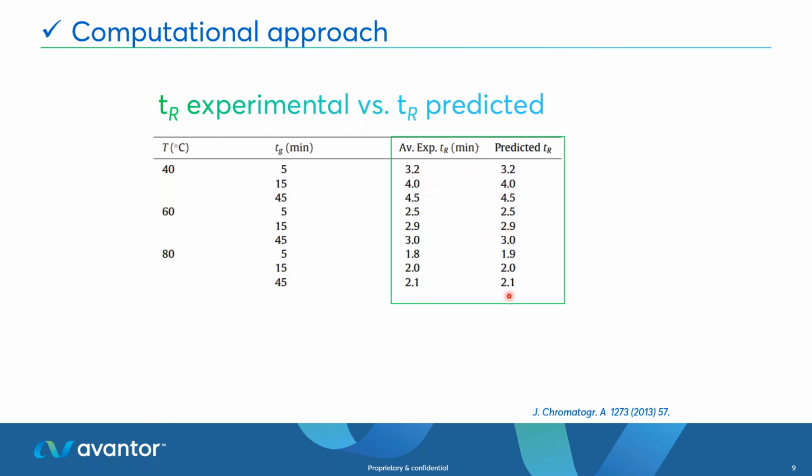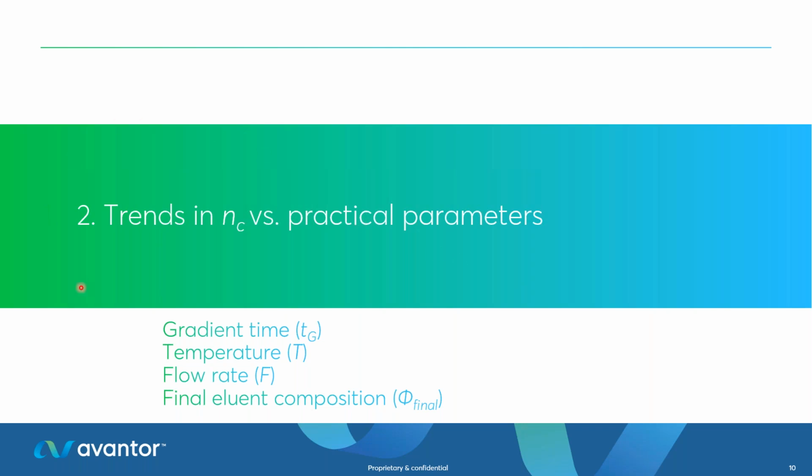So with that, we were happy with the computational approach, and we exploited that to do many more calculations and experiments to help us understand the trends between peak capacity and the practical parameters that we have control over during method development. So now I jump into the second section of the talk, where we look at the trends versus peak capacity and those practical parameters: gradient time, temperature, flow rate, and the final mobile phase composition.